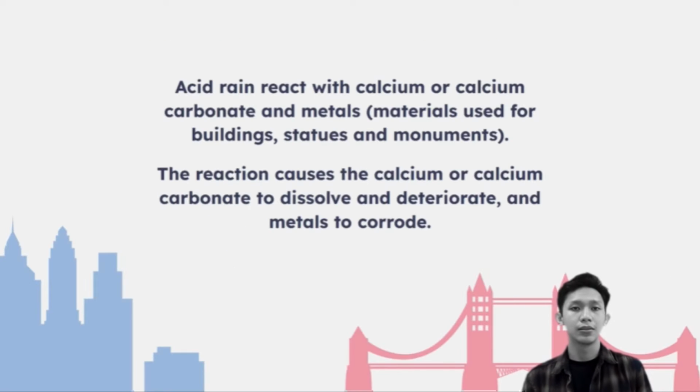Okay, next. So, acid rain can react with calcium or calcium carbonate and metals, which are the materials that I mentioned before. The reaction can cause the calcium or calcium carbonate to dissolve and deteriorate, which makes buildings, statues and monuments crumble and become unstable over time, and metals to corrode. For example, copper can react with acid rain and oxidize into a greenish stain, which makes the copper look green, not silver and shiny looking as before.